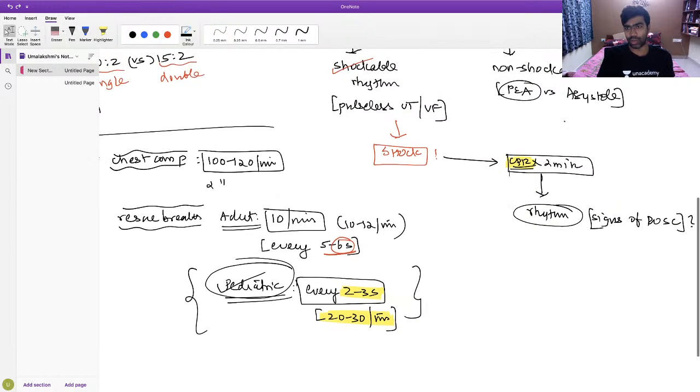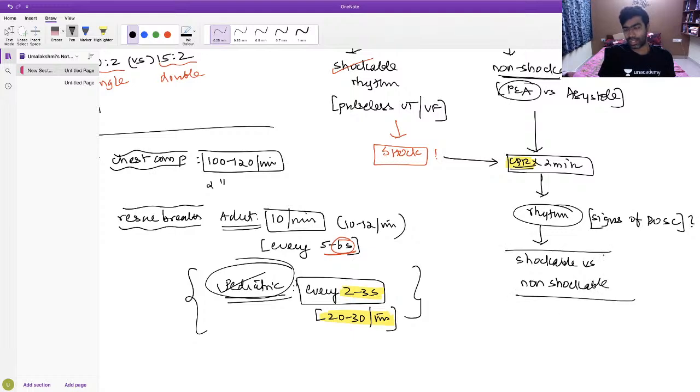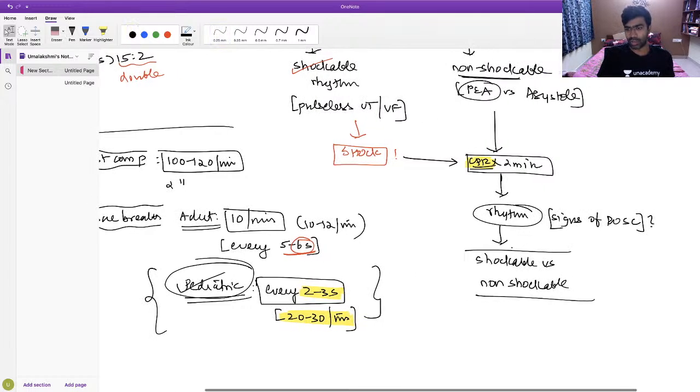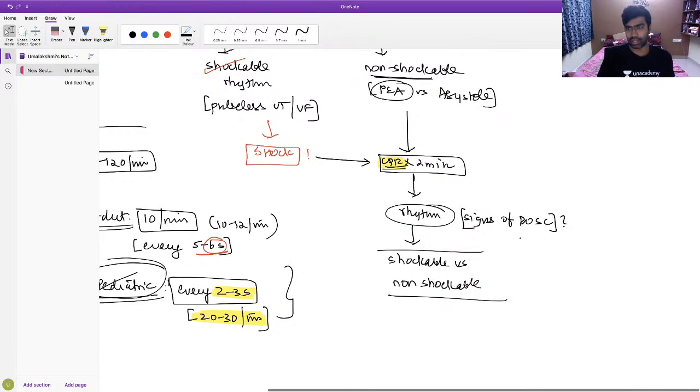That's really important. Suppose the patient is having a non-shockable rhythm, it's straightforward. You're going to do CPR for 2 minutes because this rhythm cannot be shocked. And once you have done CPR for 2 minutes, you have to check the rhythm. Based on that, once again, the algorithm depends on whether it's a shockable rhythm or a non-shockable rhythm. And there have been quite a few updates as far as the drugs are concerned. They have re-emphasized the use of epinephrine, which we'll be discussing subsequently.